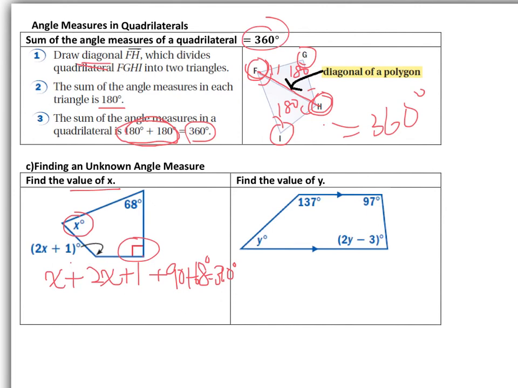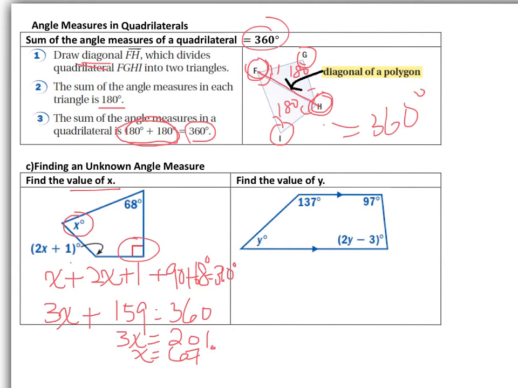So here we have 3x, and then 90 plus 68 plus 1, it's 159. And then 3x equals 201. And x equals 67 degrees.